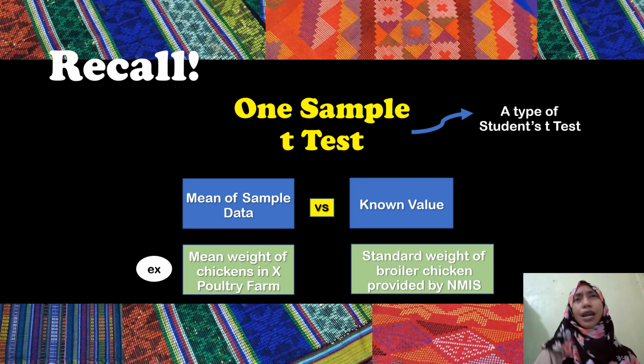In this case, you do not need to have a control group because you are comparing the mean weight of your experimental setup to a standard weight provided by an agency.